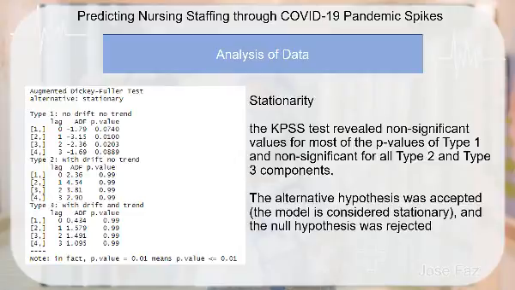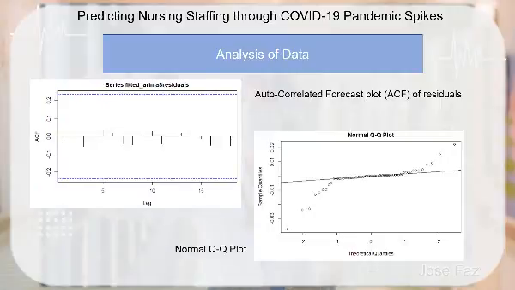Now we have two hypotheses in this. The null hypothesis says that the model is considered non stationary, and the alternative hypothesis says that the model is considered stationary. In this case, the null hypothesis is rejected, and we take the alternative hypothesis, which says that the model is considered stationary. Other parts of the analysis tell us that our data is behaving in a normal way.